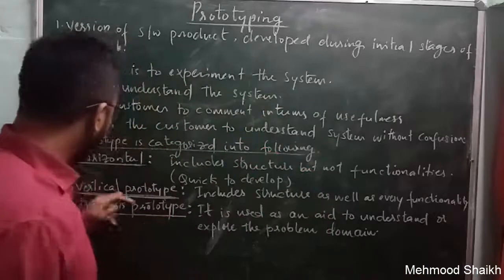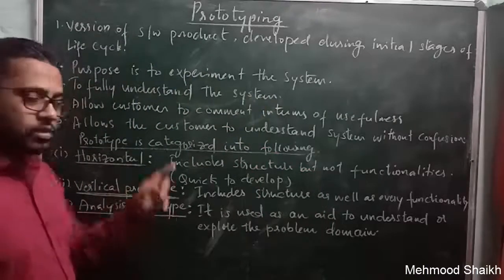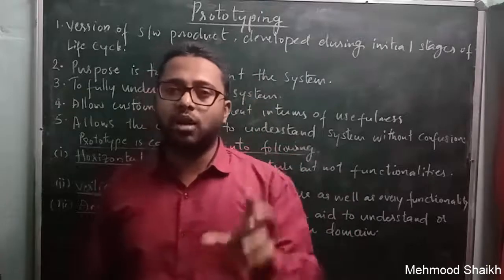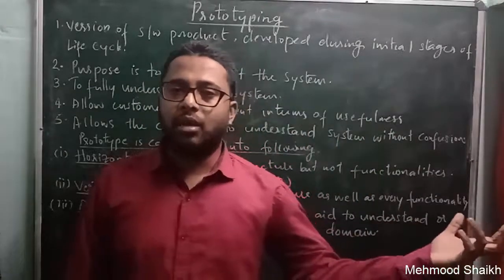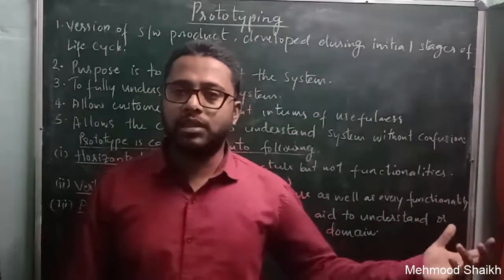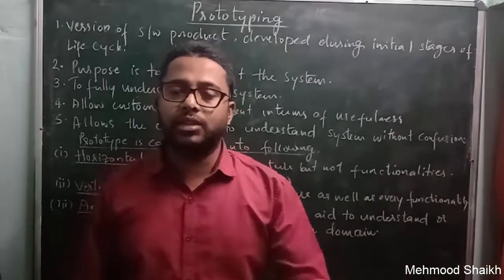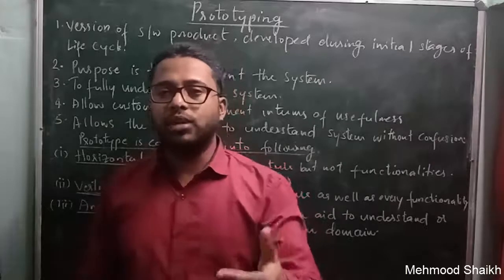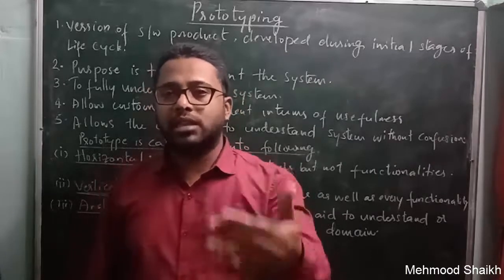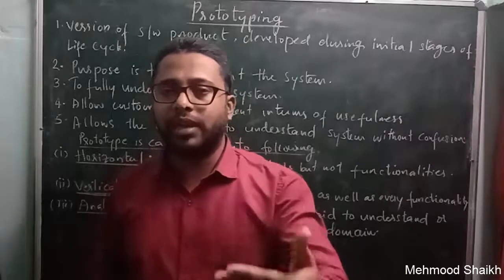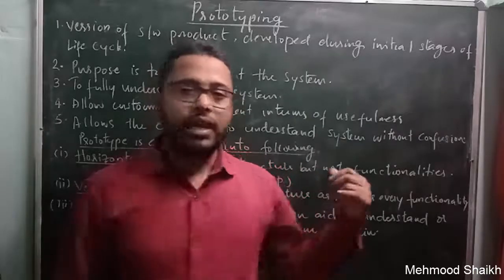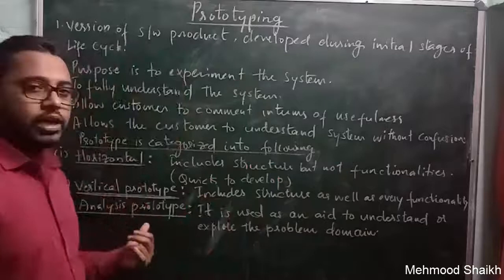Now the next prototype is vertical prototype. In this vertical prototype the development team needs to focus on both the external or outer design and structure of the system as well as the internal functionalities of the system. What are the functionalities of the system, how the user is going to operate the system, and how the system is going to interact with the user. All those functionalities need to be covered in the case of a vertical prototype.